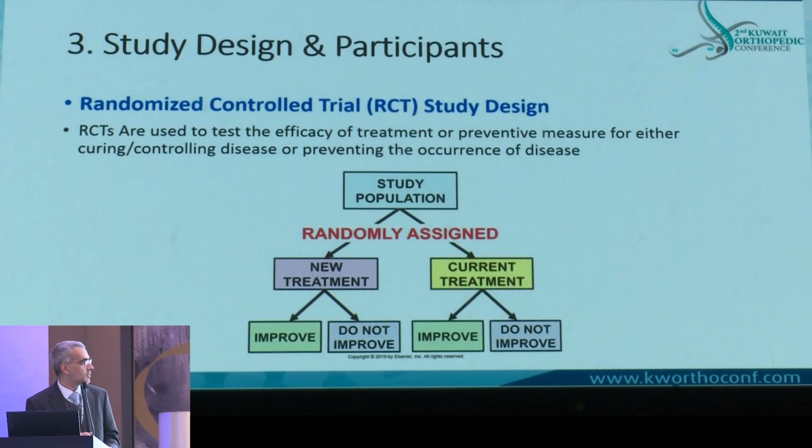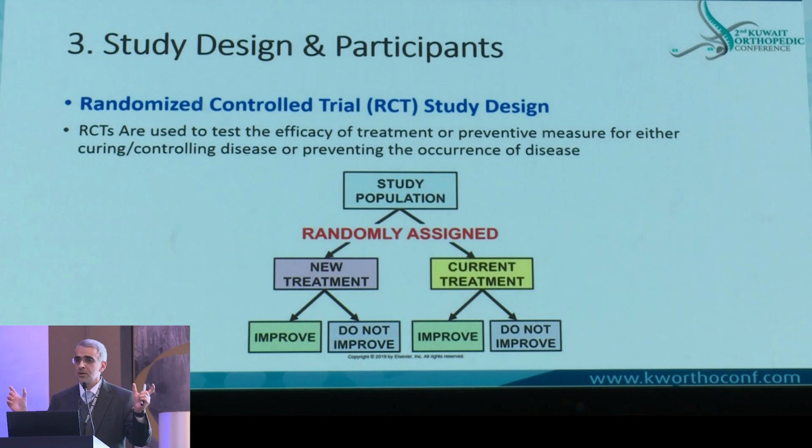And the gold standard, or the best evidence, can be obtained from randomized clinical trials, which are mainly used to assess the effect or the efficacy of treatment or prevention measures aiming at curing, controlling, or preventing the occurrence of disease. And the element here in RCTs is what we call random assignment, or randomization. So this is what basically makes RCTs the gold standard, because of randomization.